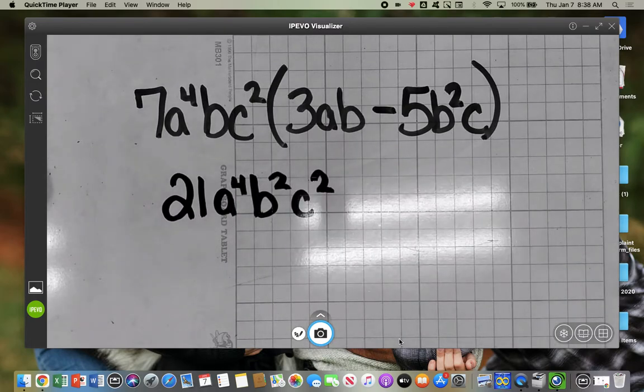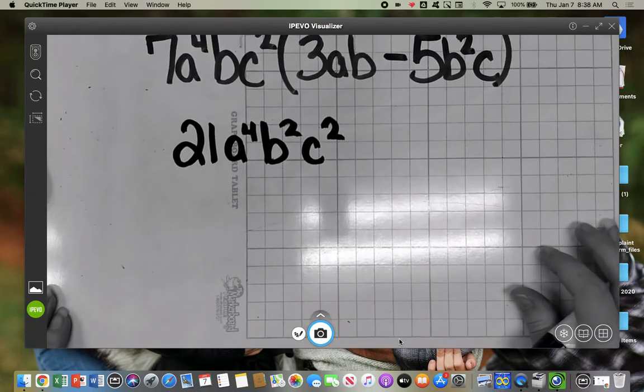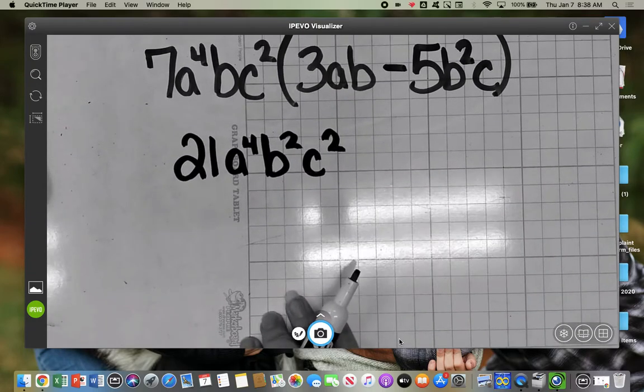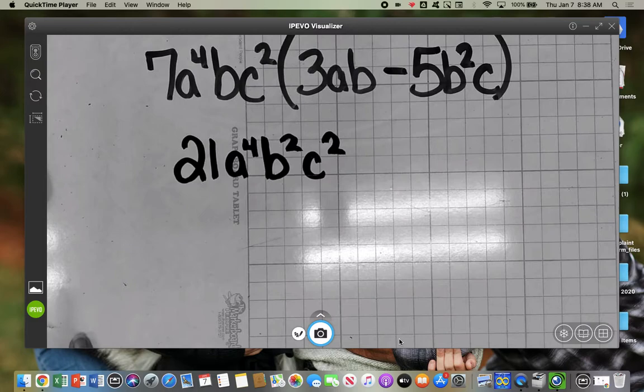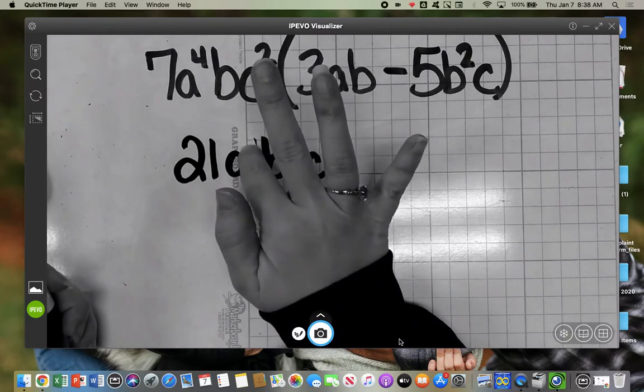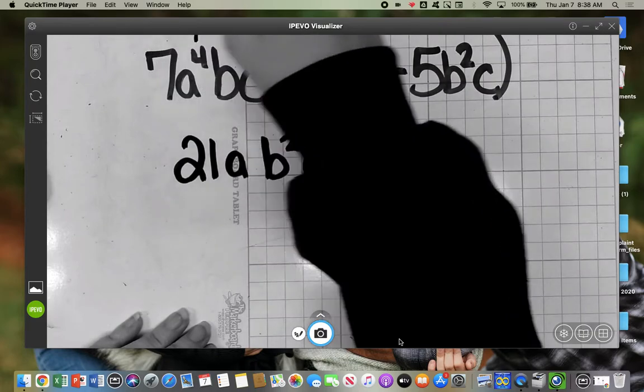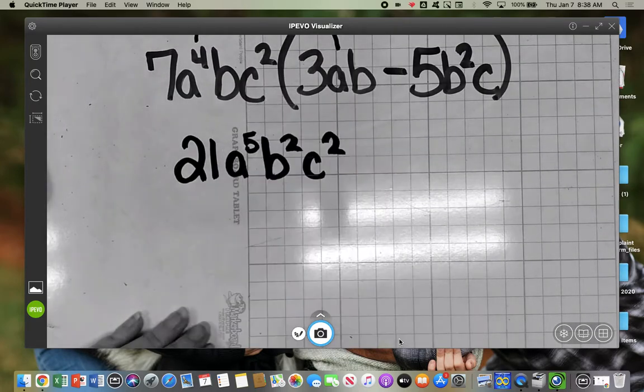Hey guys, do you agree or disagree with my first term? Disagree. What do you disagree with? The A. What did I do wrong? It should be five. But why? Because there's an A. If we have 4 here and 1 there, that definitely is a 5.